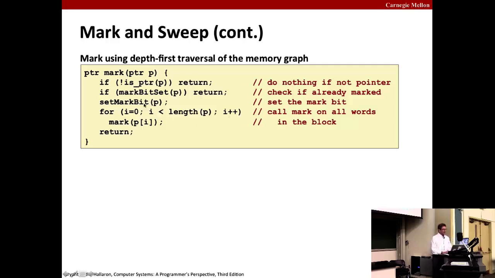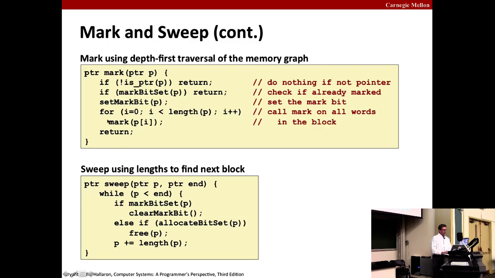If it's not set, then we set the mark bit, and then we look at each word in the block, and we recursively call mark on each one of those words. Now, each one of those words may or may not be a pointer, right? So if it's not a pointer, then mark will just return immediately. If it is a pointer, then it'll continue the recursive depth first search. Okay, so does that make sense? It's just the familiar depth first graph traversal that we all know about.